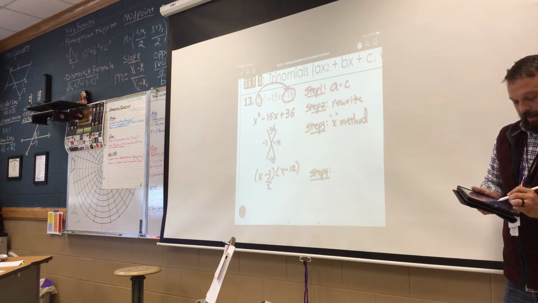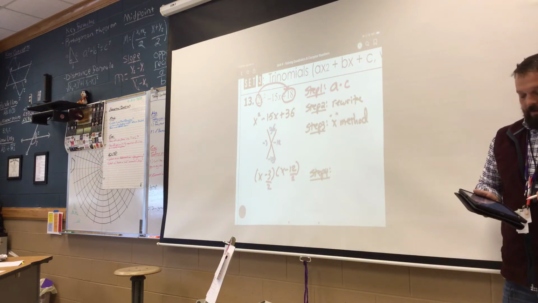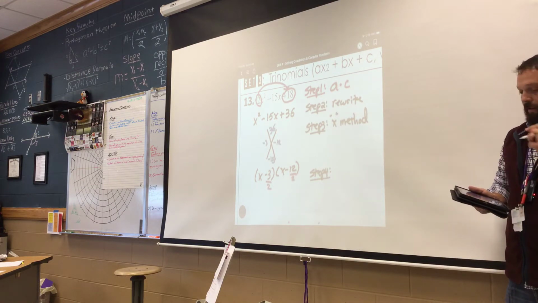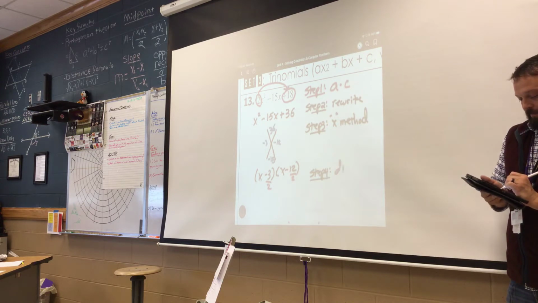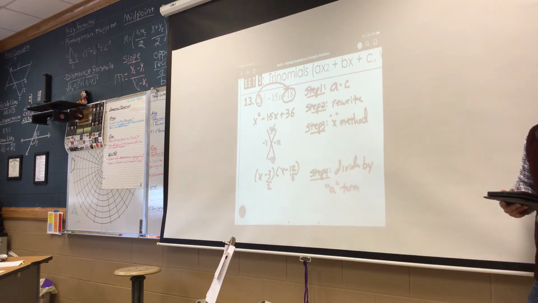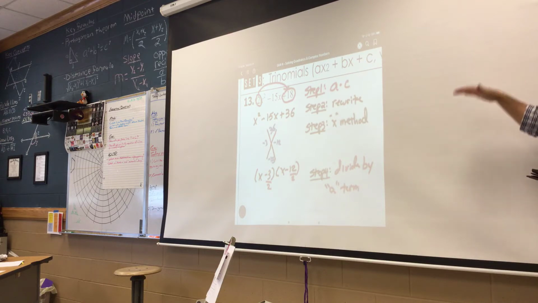I'm going to divide both terms by that A. And this is what you have to do when the A value is bigger than 1. This is the process you have to go through. There's actually about 3 or 4 different ways, but I did not want to muddy the waters.